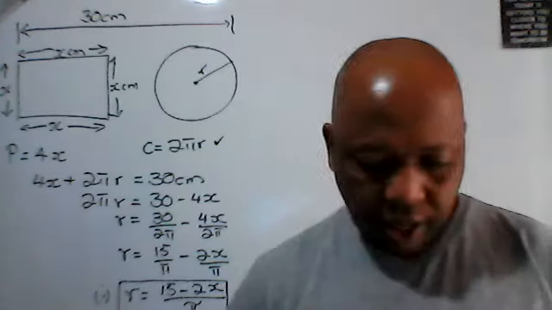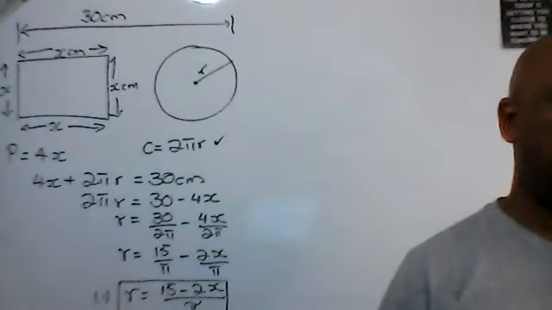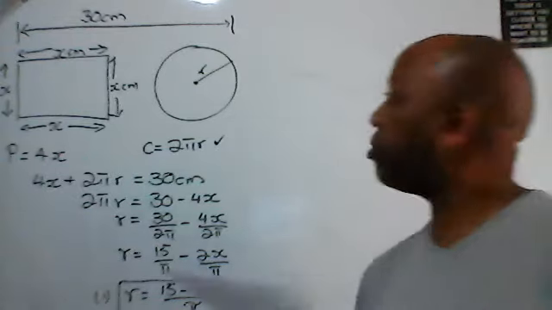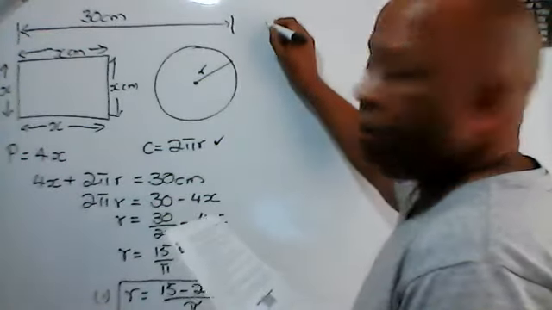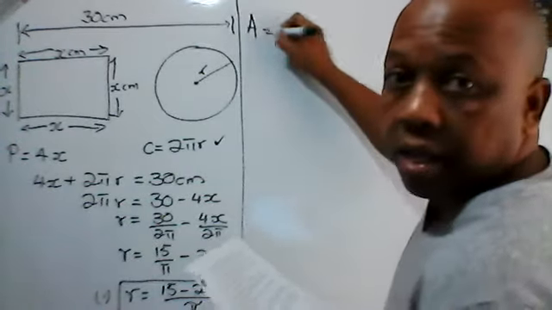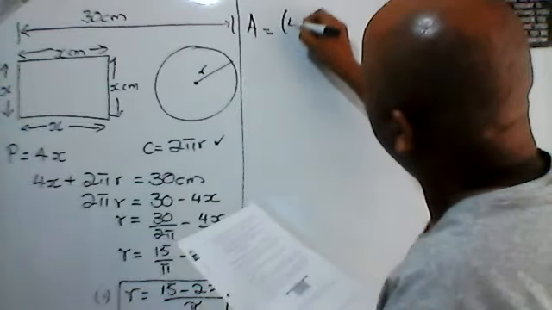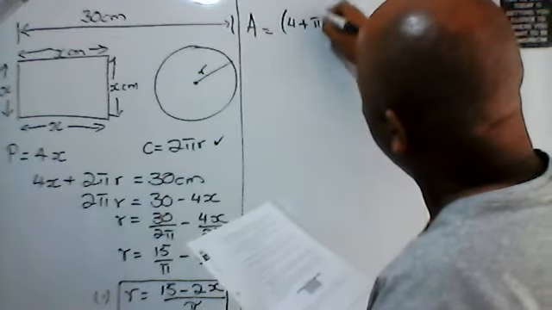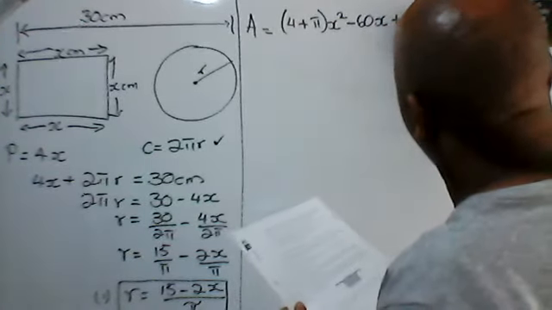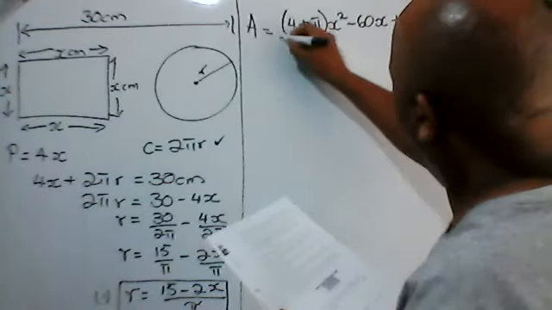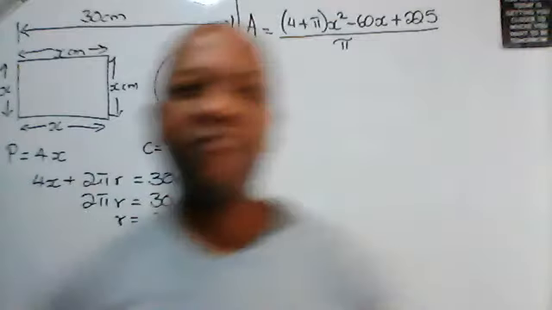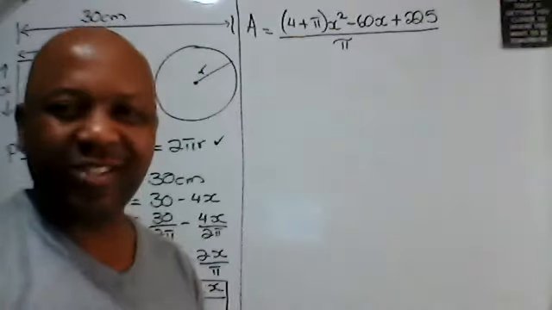Second part of the question. They said show that the combined area A of the two shapes can be written as A equals 4 plus pi x squared minus 60x plus 225, all divided by how I love pi. Sorry, just couldn't resist.